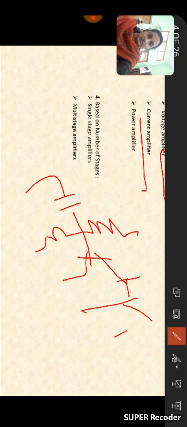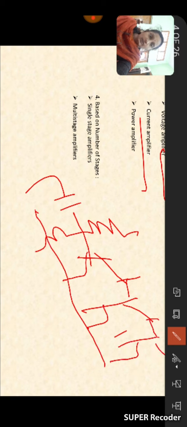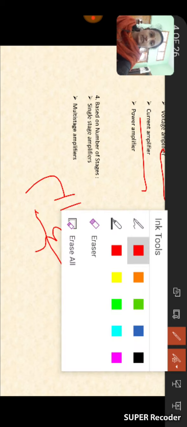More than one stages are connected in cascade form, means connecting the output of one stage to the input of the next stage. So then that amplifier is called what? Multi-stage amplifier. Okay. So in this way, the amplifiers are also classified on the number of stages.